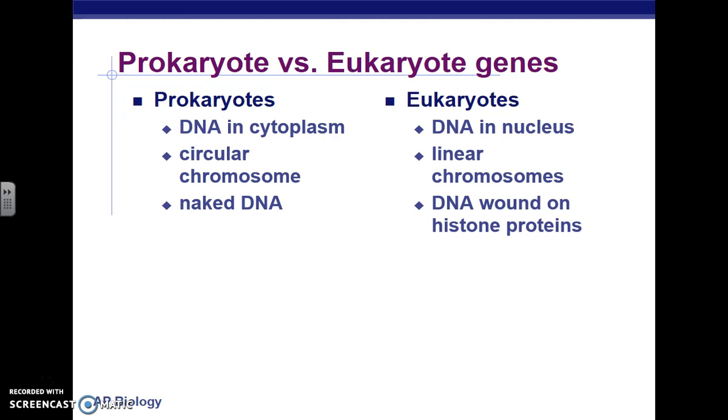The last difference, the major difference, is that prokaryotes have no introns in their DNA, so they don't need a spliceosome. They don't cut out the introns. Whereas eukaryotes have both introns and exons, and the introns get cut out.